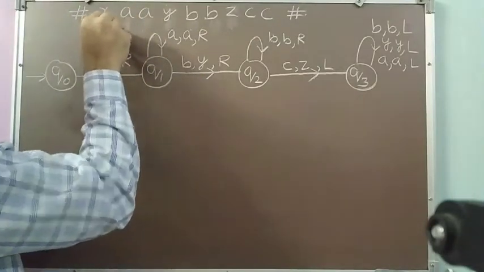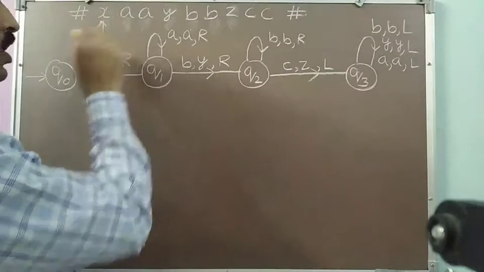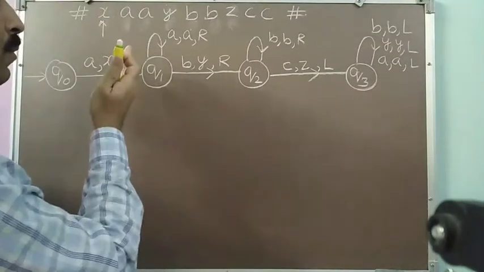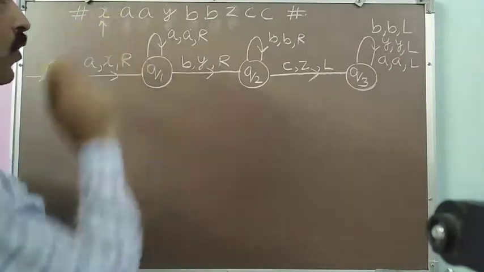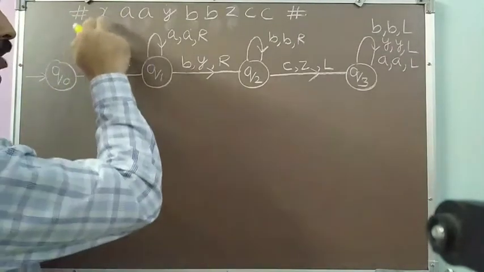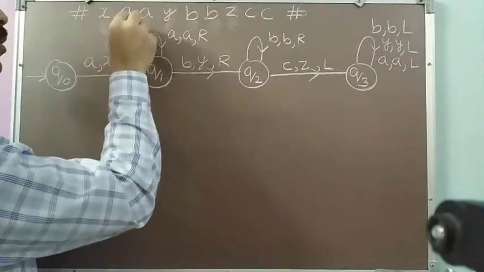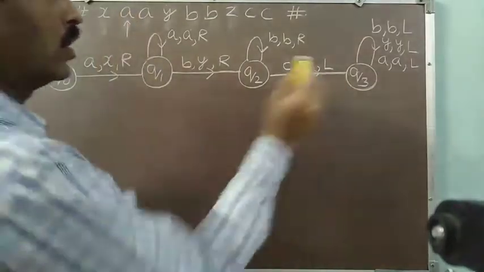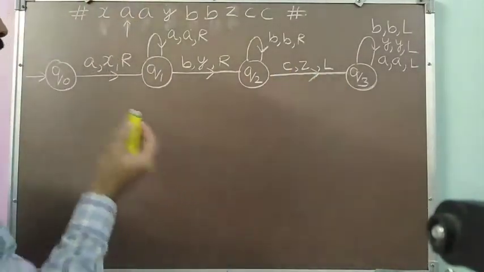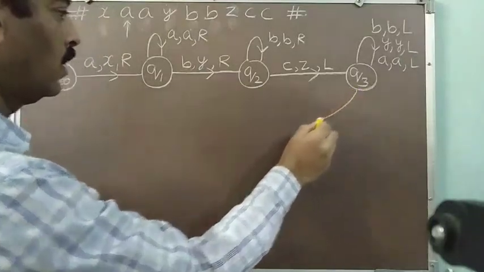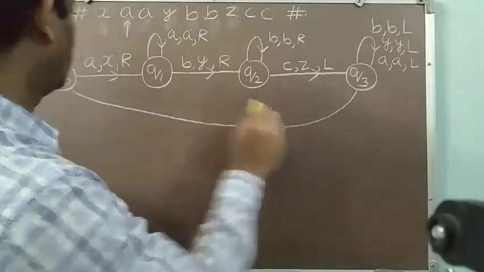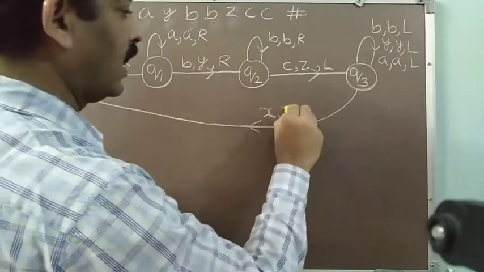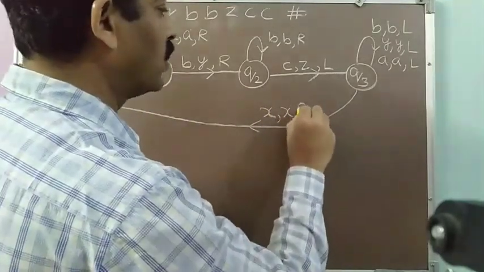Then I will reach this position X. Now reaching this position X means that I have moved one step extra. So on finding X, I should move one position right. So in place of X, I will be writing X only and moving one position right. So in Q3 state, if I am finding X, I will move back to the state Q0. On X, I will be writing X and moving one position right.